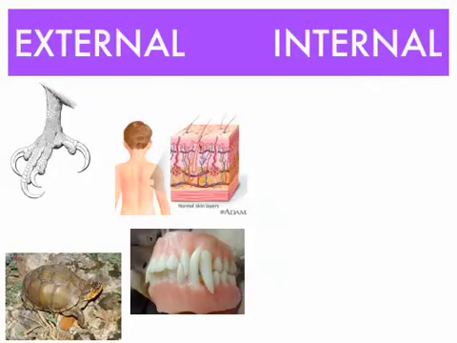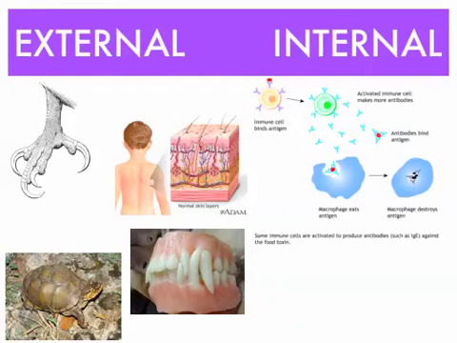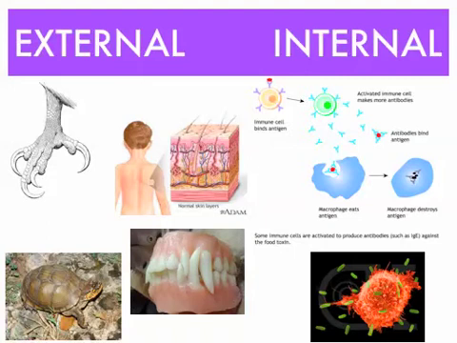Externally, animals have things like claws, skin, shells, and teeth. And internally, our body has the immune system and macrophages, antigens, antibodies.